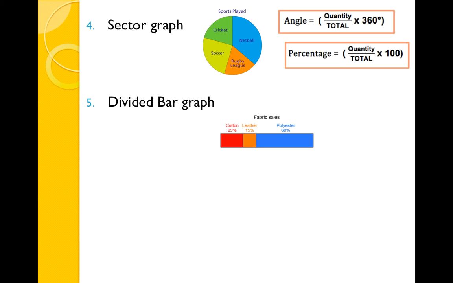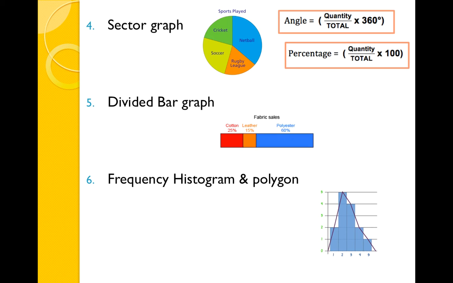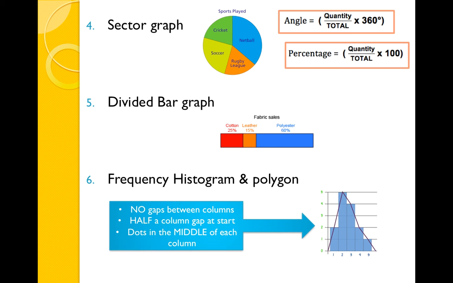A divided bar graph is similar to a sector graph, just in a horizontal rectangle instead of in a circle. Calculations of percentages, calculations of what length you'll use for that would be exactly the same as we've done before. The fraction of that times the length of the bar, or the fraction of that times 100 to get a percentage. Frequency histogram and polygon we have discussed in a previous lesson. Just a reminder: no gaps between columns, half a column gap at the start, and dots for the polygon in the middle of each column.